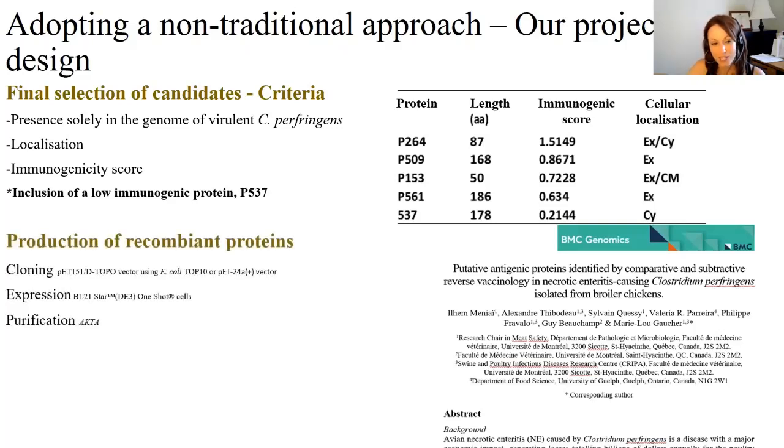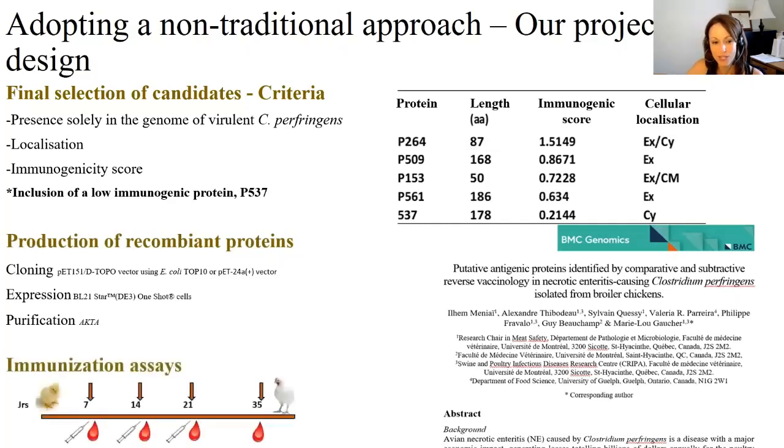All of these proteins were cloned, expressed, and purified, and they were used in immunization assays. Proteins were individually tested on broiler chickens that were placed at 1 day of age and were euthanized at 35 days of age. Birds were vaccinated at 7, 14, and 21 days of age, and we collected blood from these immunized birds at 7, 14, 21, and 35 days of age.